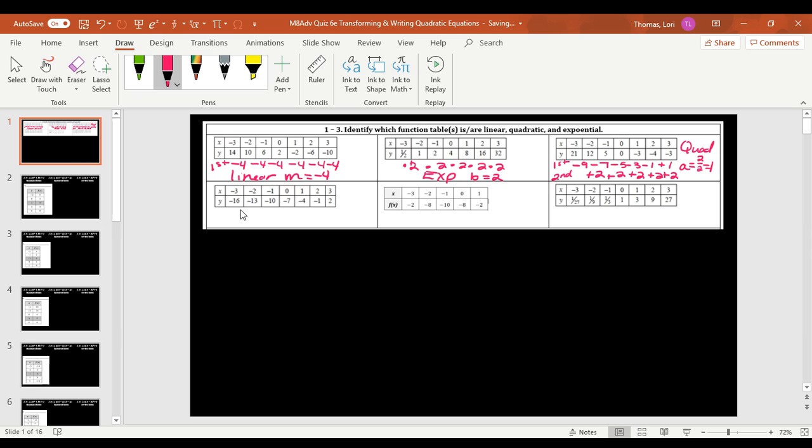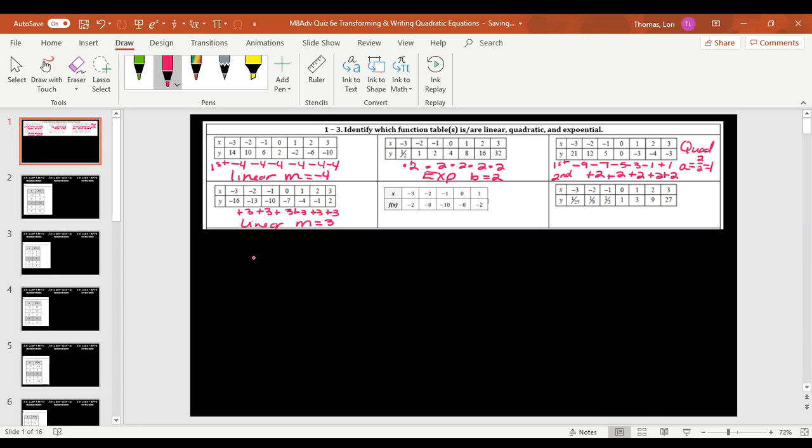Okay, let's go to our fourth one. From negative 16 to negative 13, it's going up by 3. So I'm going plus 3, and I'm going to check all the way down. And then from negative 1 to positive 2, it's an increase of 3. So this is linear, and this would be my slope in y equals mx plus b.